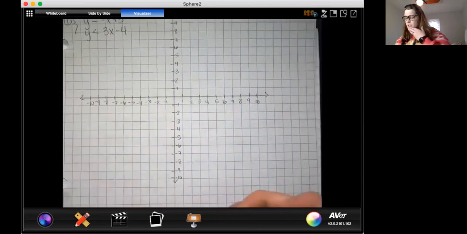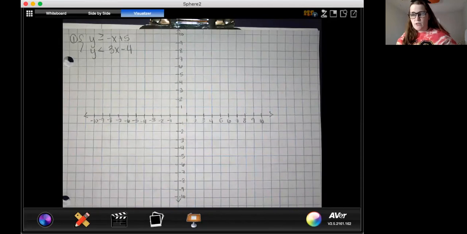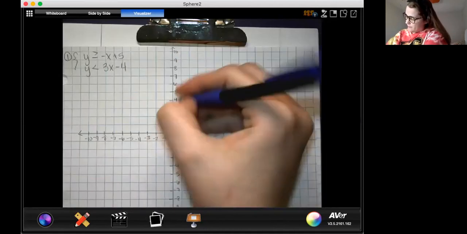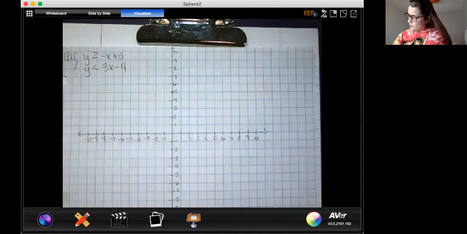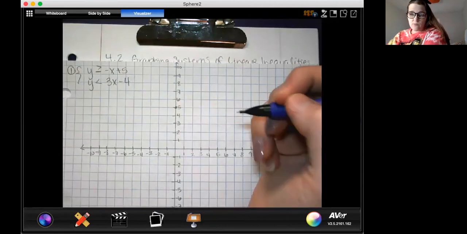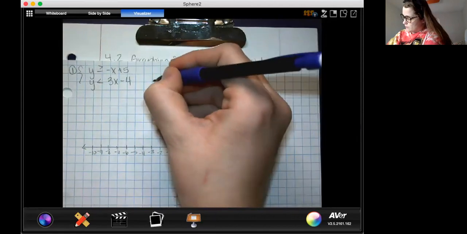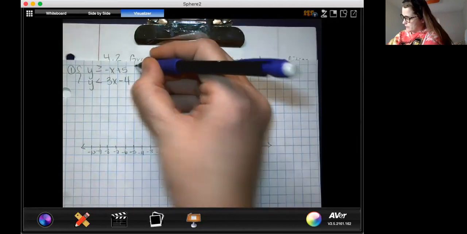So we have my grid. We're going to start with the first one. Same thing we did with equations: you start with your y-intercept, then you graph your slope. Our y-intercept is (0, 5). Our slope is negative x, so that means negative 1. So I go up 1, to the left 1, over and over and over, like such.